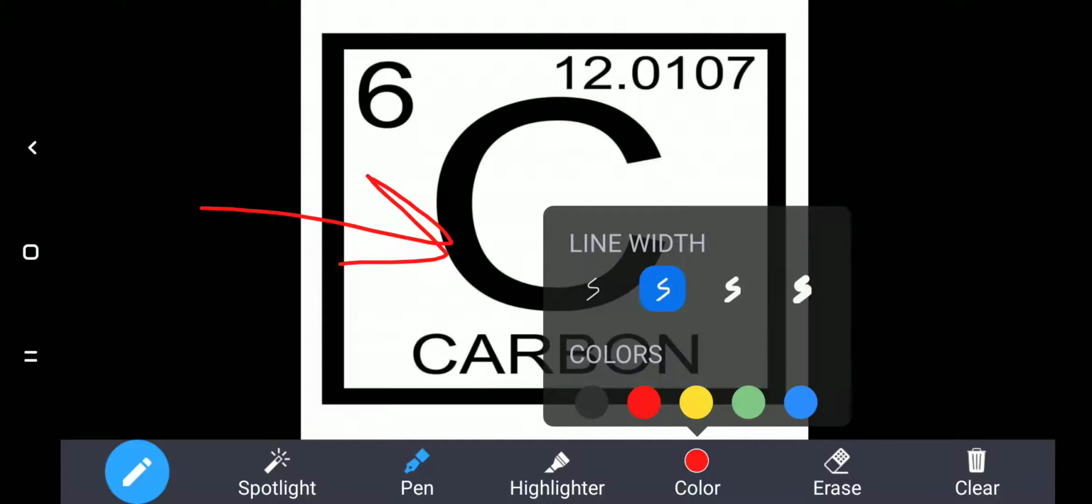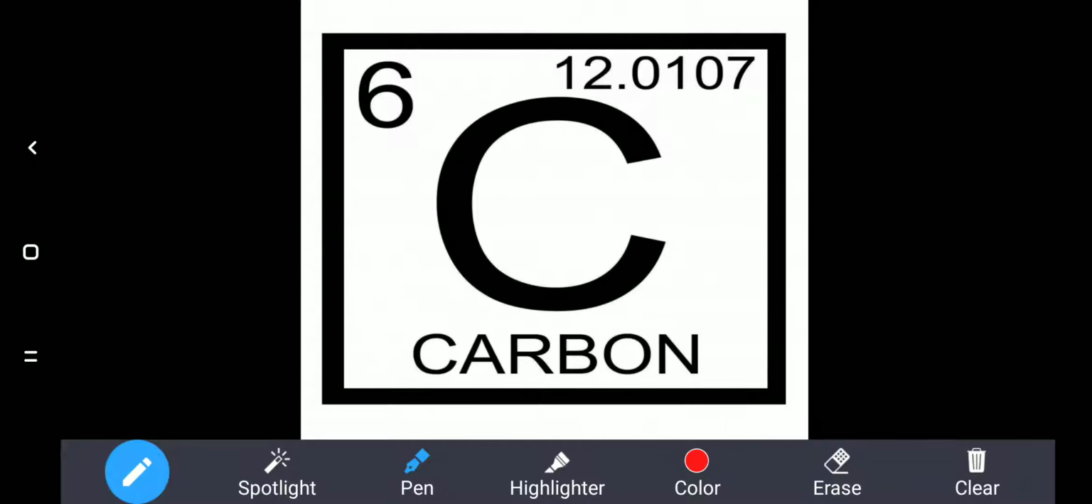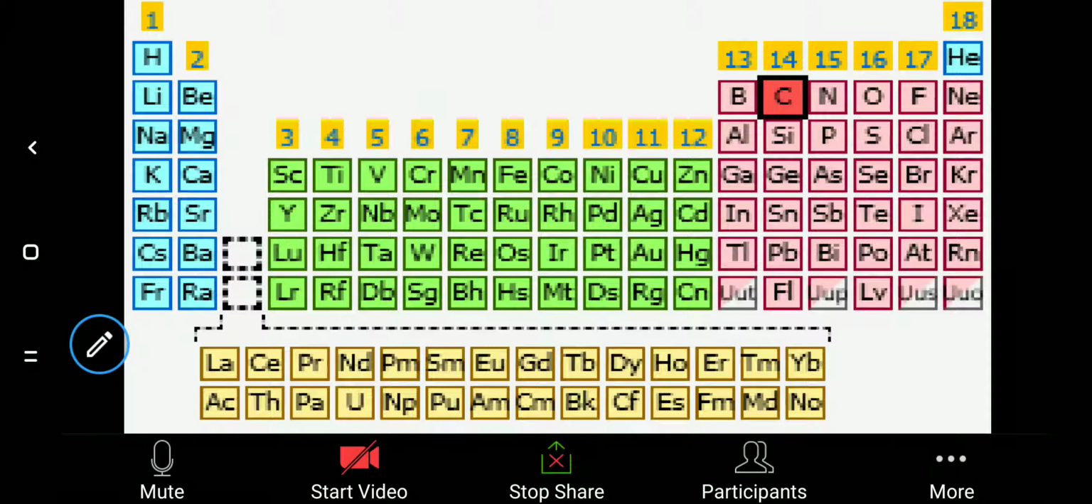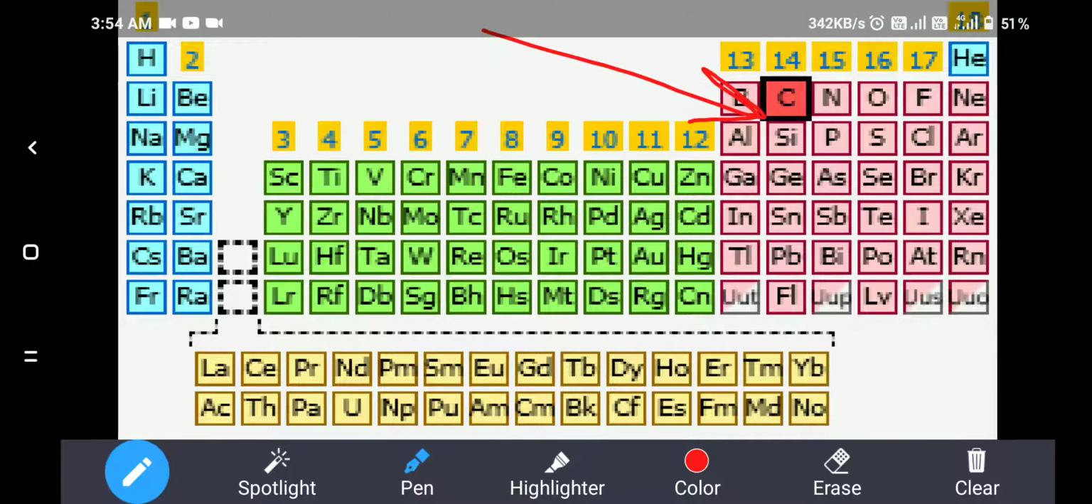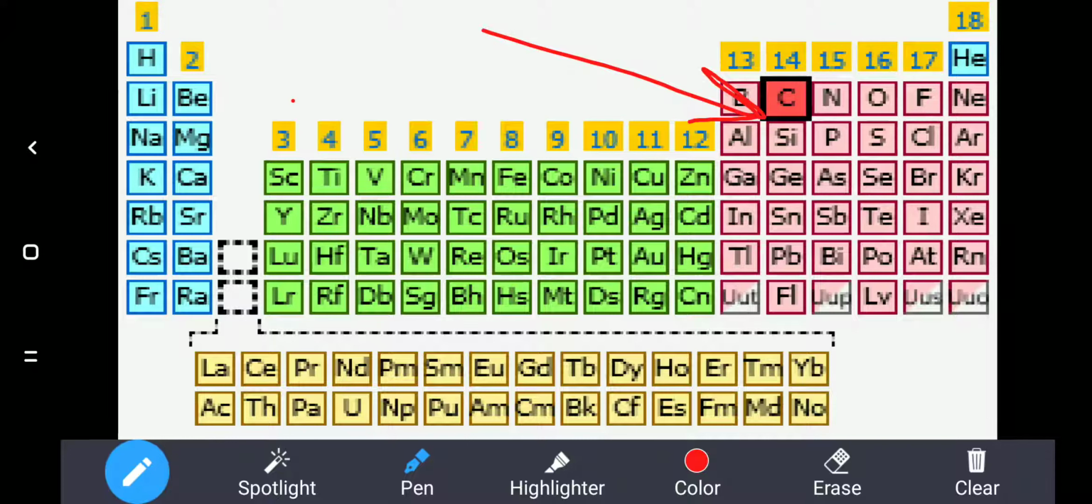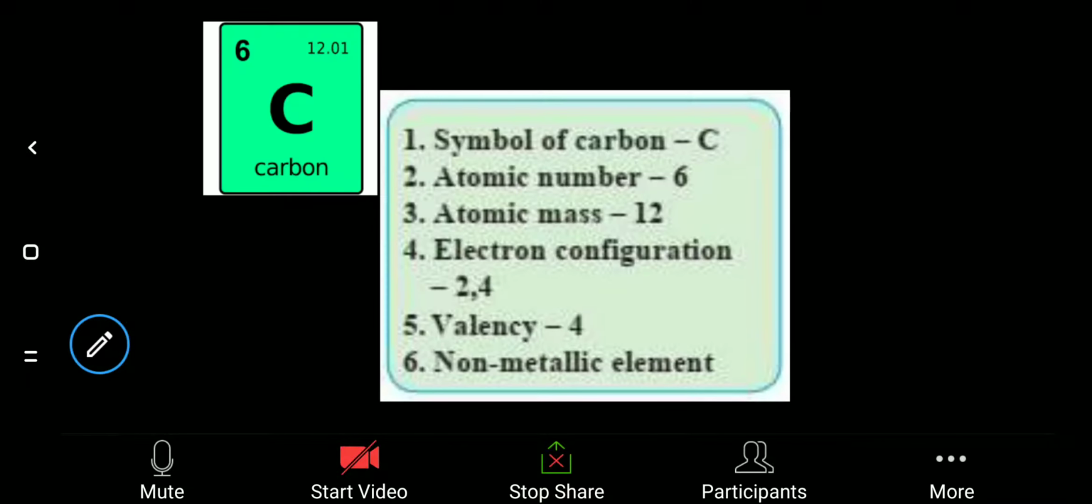Carbon, when I talk about it, if we see the periodic table, the position of carbon is present here. This carbon is placed directly here. Let us discuss carbon in detail.